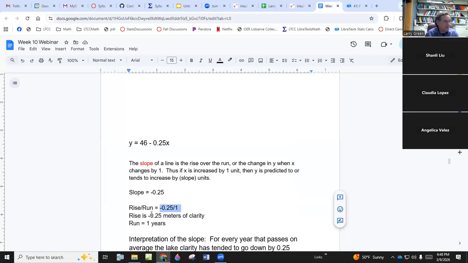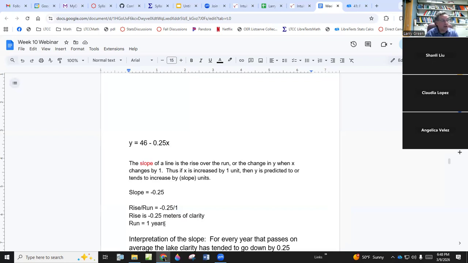So the rise, that is the y-coordinate change. The y-coordinate was lake clarity, how far down you can see. And that is the numerator, which is negative 0.25. So the rise is negative 0.25 meters of clarity. The run, that is the independent variable, the x variable, and that was number of years. So the run is 1 year.